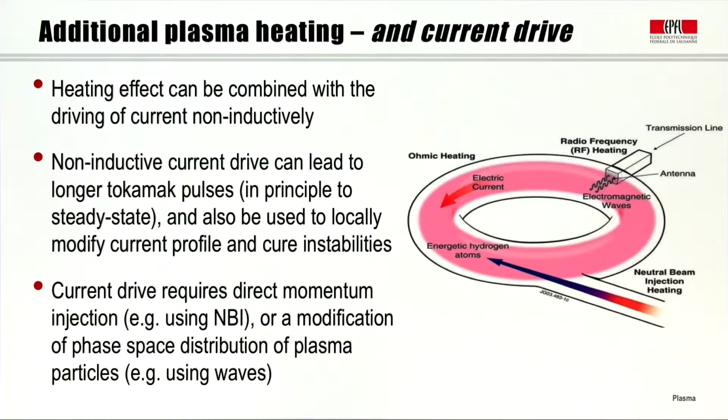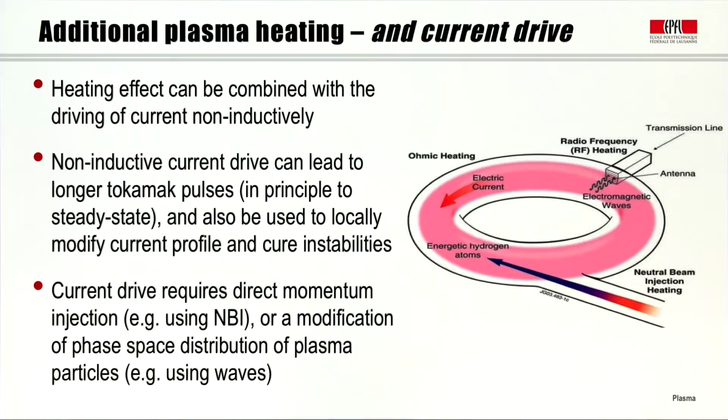In fact, in general, not only for the waves, but also for the neutral beams that we have seen last time, the heating effect can be combined with the driving of current non-inductively. By non-inductively, I mean driving of current that's not based on the transformer action. That's the main principle of the tokamak idea. That means that we can, in fact, lengthen the tokamak pulses, in principle all the way to steady state, and we can use this non-inductive current to locally modify the current profile and cure instabilities that can develop in the plasma.